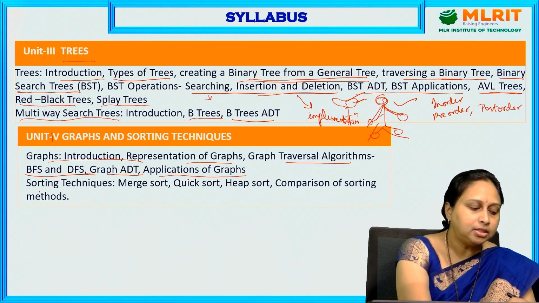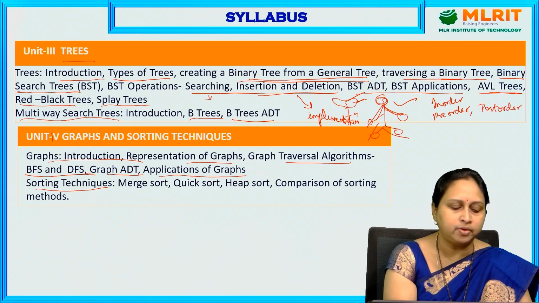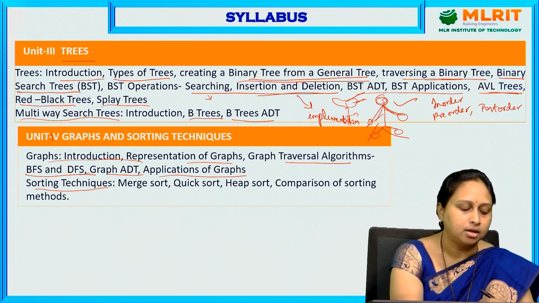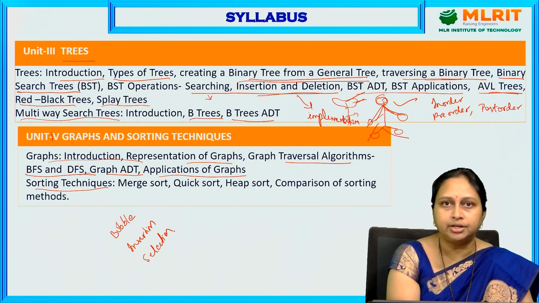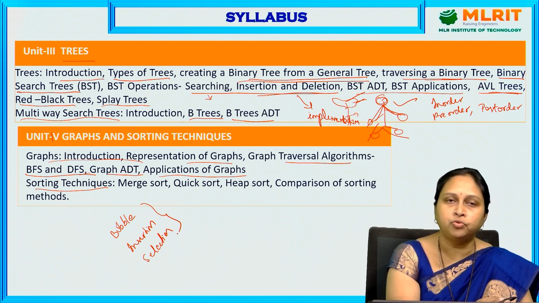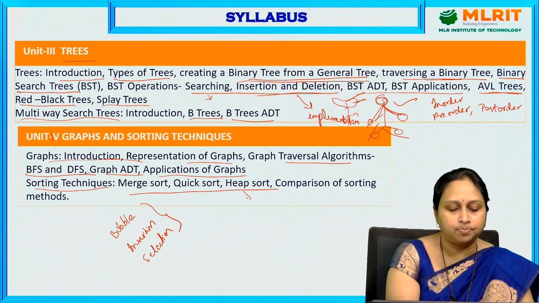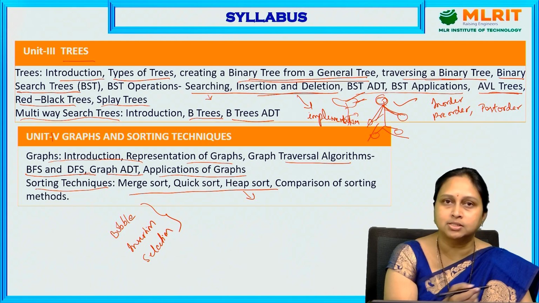And with that, we are going to look into the sorting techniques. As you have studied in Programming for Problem Solving, you may have studied other sorting techniques like bubble sort, insertion sort, and selection sort. These sorts you may already have studied. With those, there may be some time complexity issues. That's why we are moving on to the advanced sorting techniques, that is merge sort, quick sort, and heap sort. These are going to reduce the time complexity. We are going to discuss each of these concepts under unit 4.